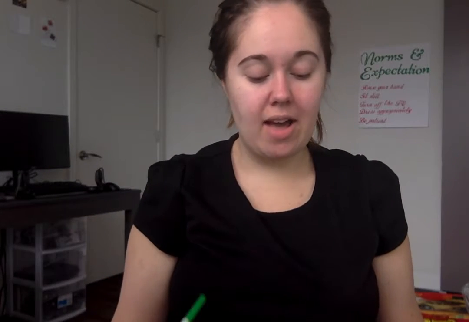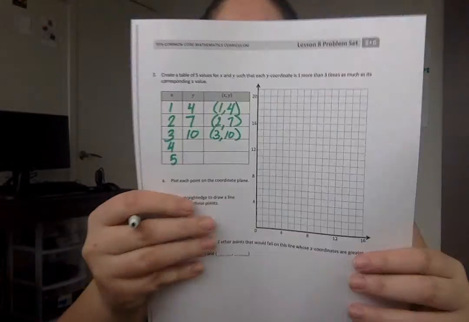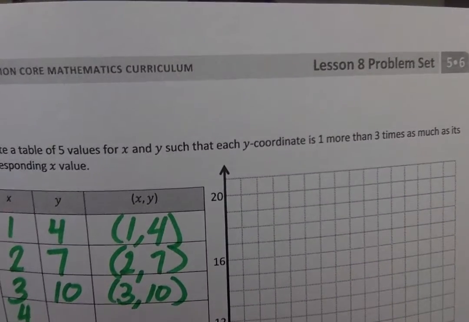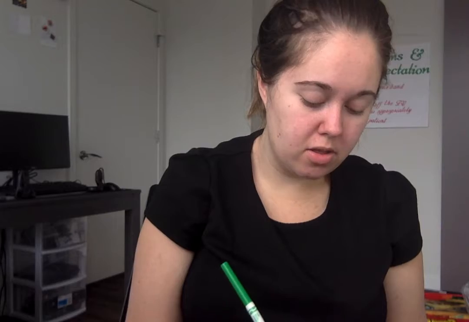All right, now x is 3, y is 3 times as much plus 1. So 3 times as much as 3 is 9, plus 1 is 10. 3, comma, 10. And then I'll start thinking about 4 is going to be 3 times as much, which is 12, plus 1, which is 13. 4, comma, 13.